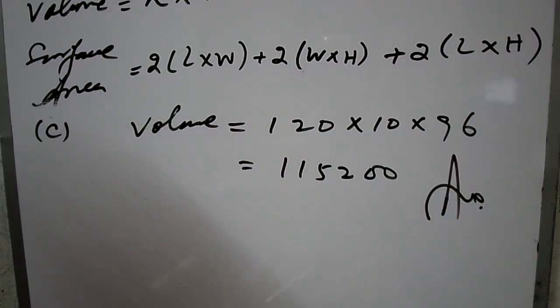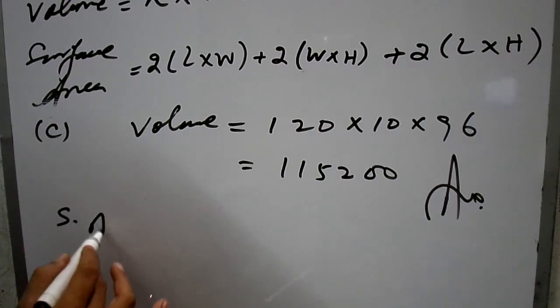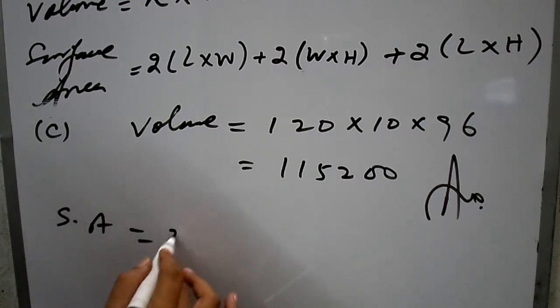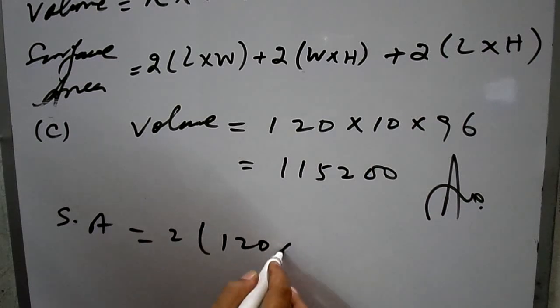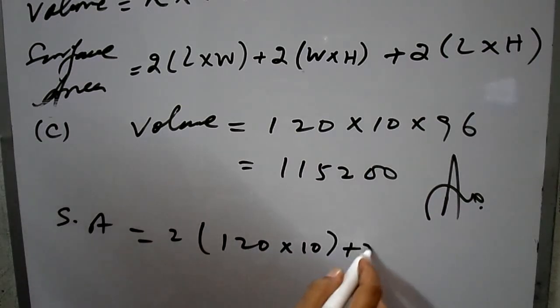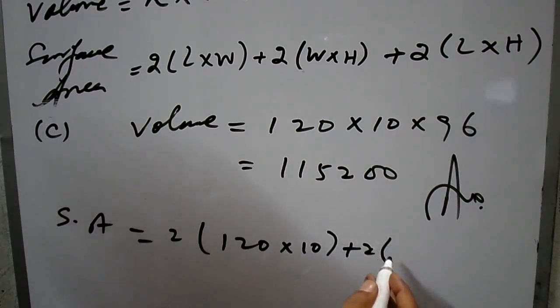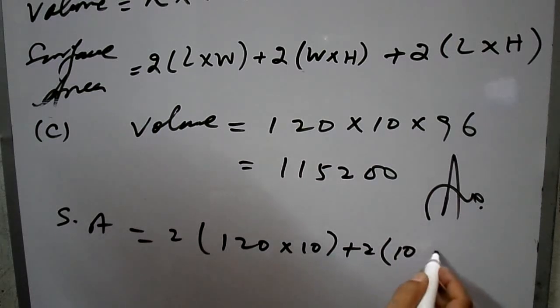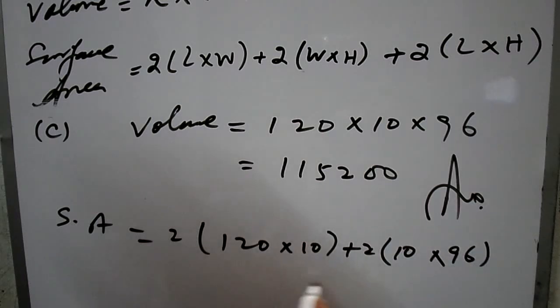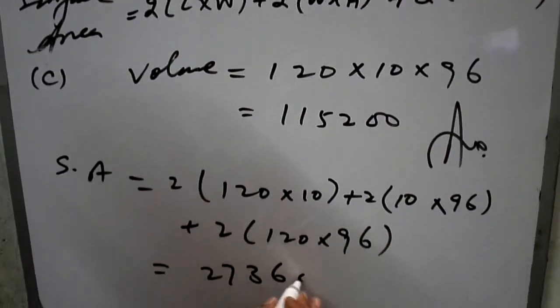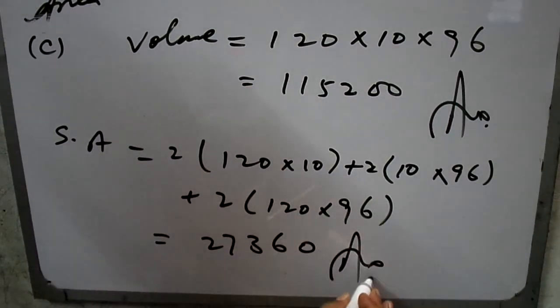Similarly, surface area is equal to 2 into 120 multiplied by 10 plus 2 into height into width, plus height into width and length into width. So after simplification you will get 27360 as your required result.